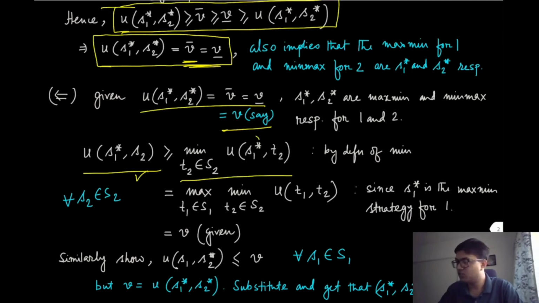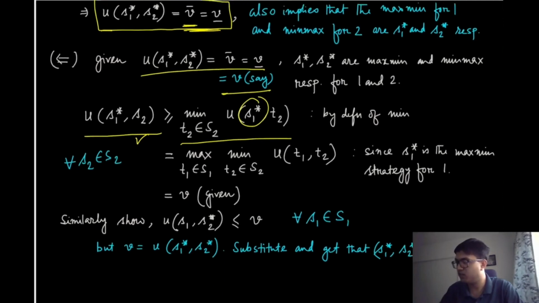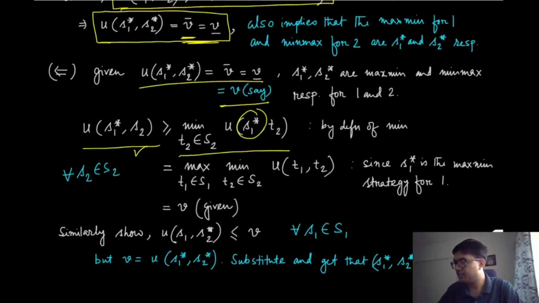And because this S1 star is a very specific max-min strategy for player 1, you can actually write it to be equal to the max over the strategy of player 1 and min over the strategy of player 2. So S1 star is by definition the max-min strategy. So the equality should hold. And because this is the max-min value, and we know by what is given in this condition, that it is equal to the value V.